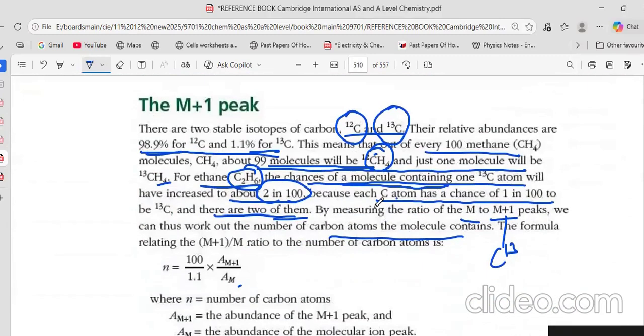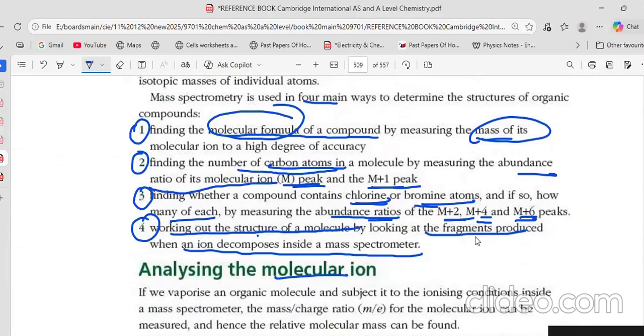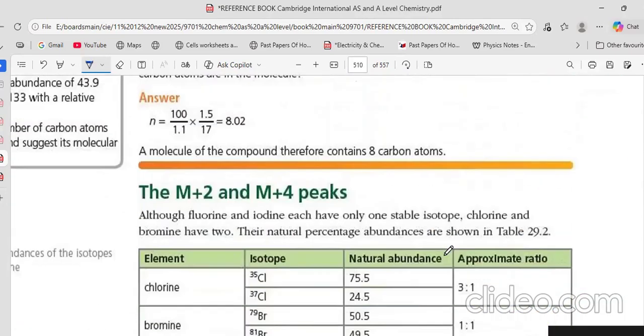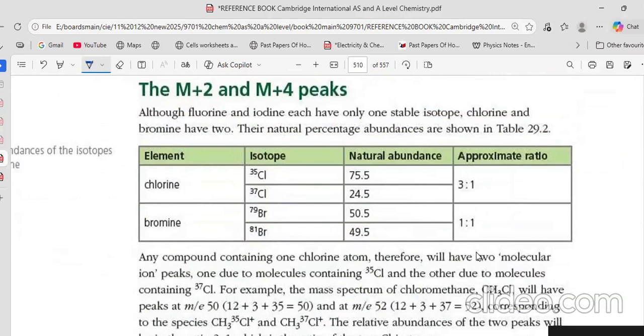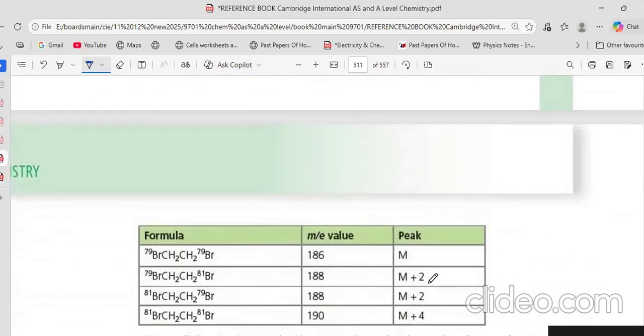The other way is by knowing the M plus 1 peak and M plus 2 peak, because M plus 1 is because of the carbon, because it's got C12 and C13. The M plus 2 and M plus 4 are because of chlorine and bromine, the difference in the mass of the various isotopes. There's a two difference here, and there is a two difference here. And once you know how many chlorine, we can find the number of bromine.